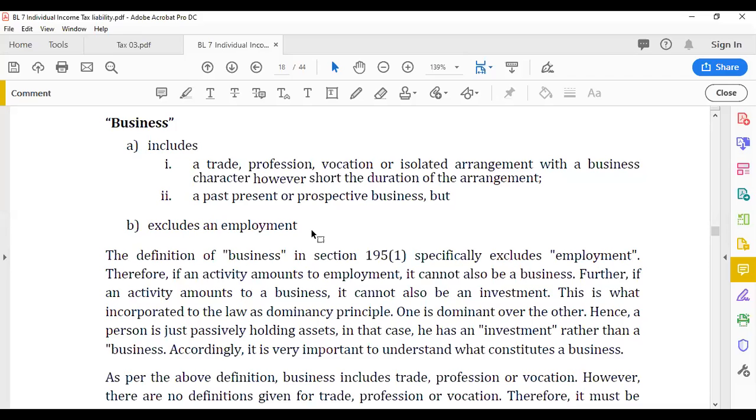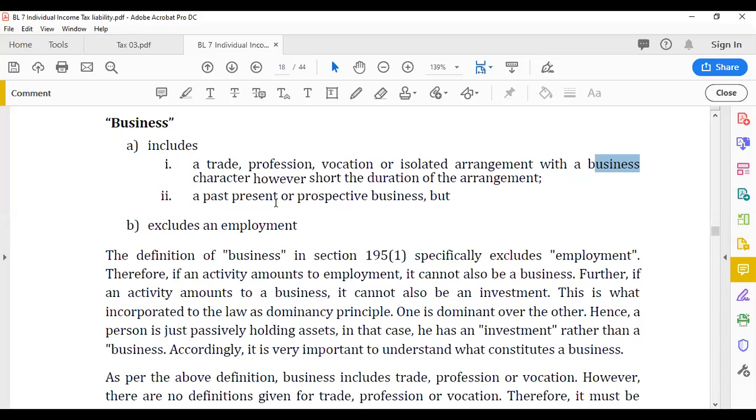Then the isolated arrangement with a business character. We don't need that much explanation of business character at this moment. And however short the duration of the arrangement. Second, a past business. Past means that at present you are not engaged in doing business. You did that job last year or before, but you are getting income this year. It's called past business income. You are not doing it in this period, but you have done it earlier, and due to that you are getting income.